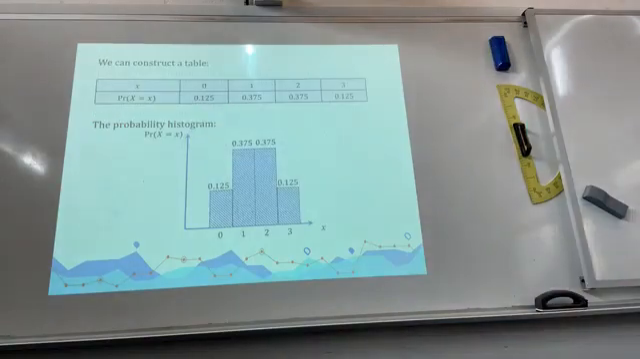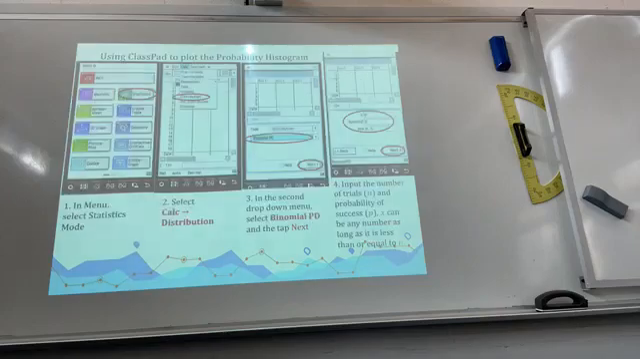Now, what I want all of you to look at is we can construct this table. And the probability histogram looks like this. How could you use your ClassPad? So now, on your ClassPad, can you go to statistics? In the menu, go to statistics mode. All right? So select calc distribution. And then in the second drop-down box, select the binomial PD and then tap next. All right? Input the number of trials and so on and so forth. I will do it with you at the same time with my ClassPad.